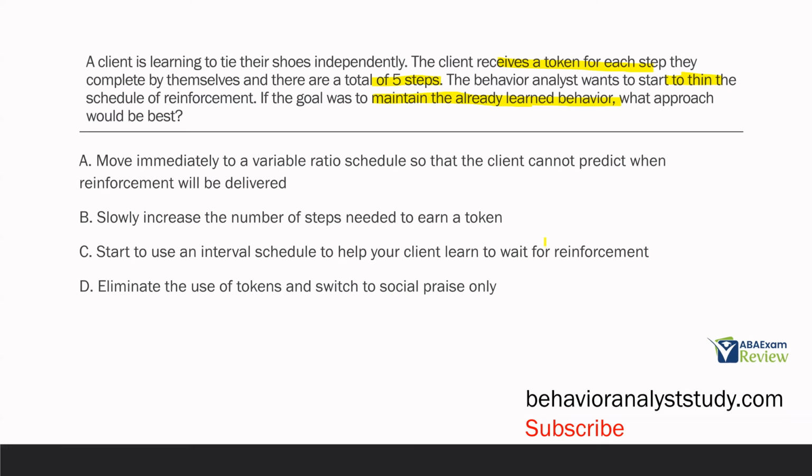And then D, eliminate the use of tokens and switch to social praise only. Well, there you're making a drastic change in the schedule. We don't want to be that drastic, right? When we're thinning, we want to be smart about how the thinning is approached. So if the goal is to maintain that already learned behavior, we're going to look at B, slowly increase the number of steps needed to earn a token.